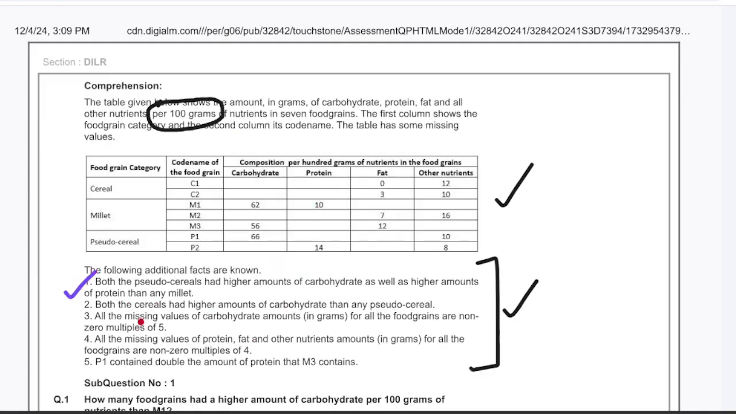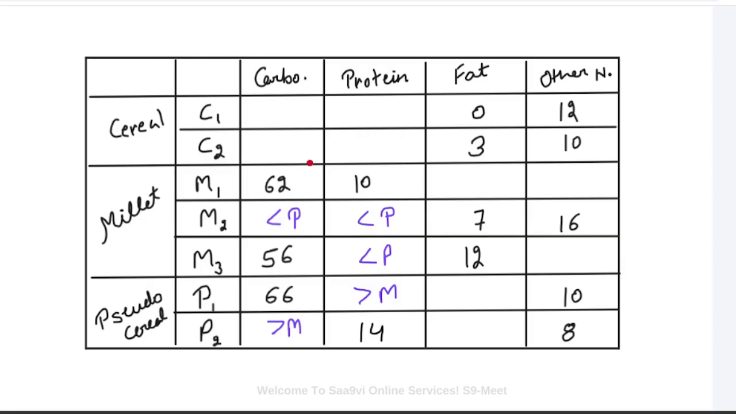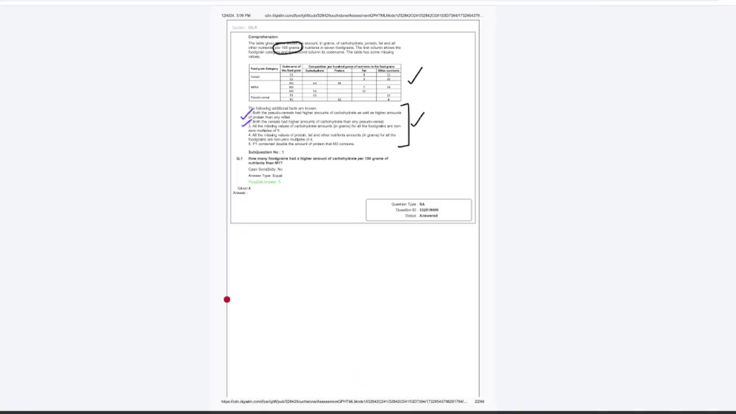so this is done. Both the cereals had higher amount of carbohydrate than any pseudo cereals. So both the cereals have a greater value than any pseudo cereal. That means this information is also being written now.